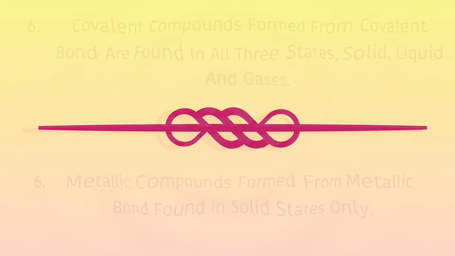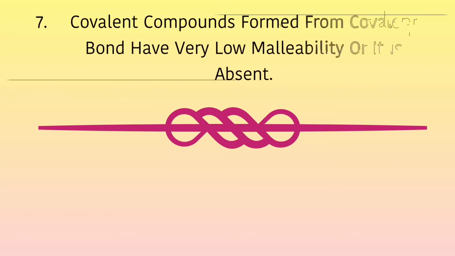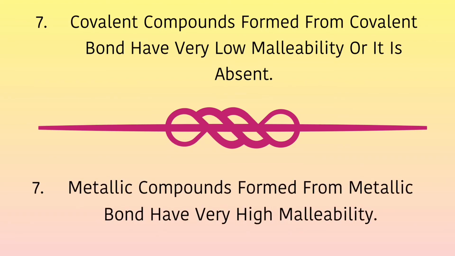Now let us consider the seventh difference between the covalent bond and the metallic bond. Covalent compound formed from covalent bond has very low malleability, or it is absent in most of the cases, while the metallic compound which is formed from metallic bond has very high malleability.